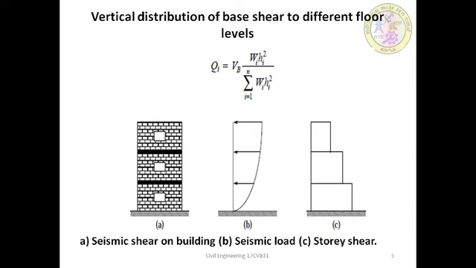and Wi is the seismic weight at floor i, and Hi is the height of floor i measured from the base, whereas N is nothing but the number of stories in the building, and E is the number of levels at which the masses are located.